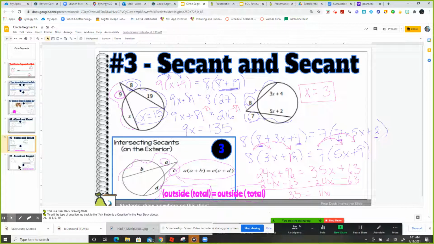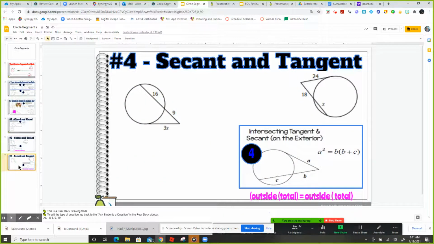All right, so let's go into example number 4. It's almost exactly like number 3. It just has one little difference. Instead of having 4 parts, because we have 2 secants, we only have 3 parts. So it's still the outside times the total and the outside times the total. It's just in one of them, the outside and the total are the same thing. Okay, so it's still the outside times the total.